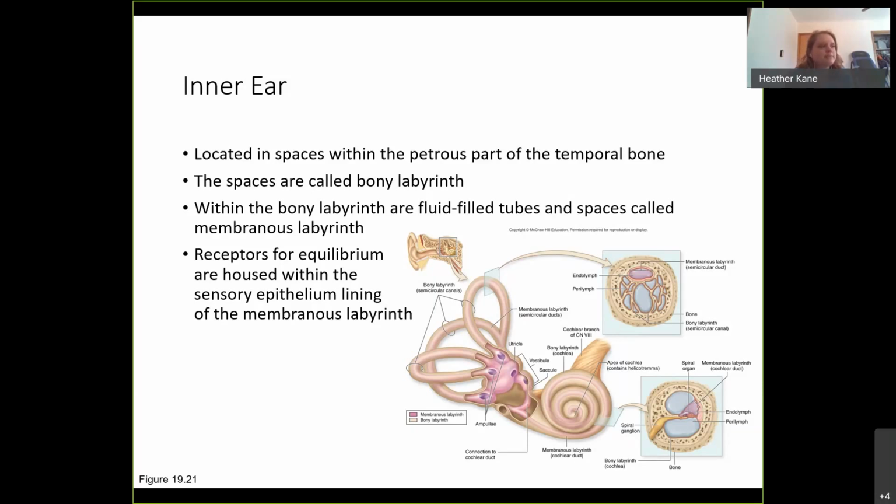So we have the receptors for that equilibrium. Those are going to be housed within the sensory epithelium that's lining that membranous labyrinth. We have a lot of these different hair cells that act as these receptors, and they are housed within this membranous labyrinth. Remember, the membranous labyrinth is this pink feature right here, in the middle of the bony labyrinth. The whole thing is really the bony labyrinth, and internal to that bony labyrinth is that membranous labyrinth.